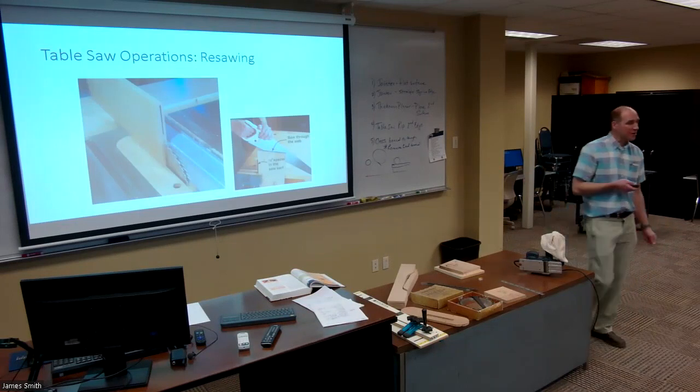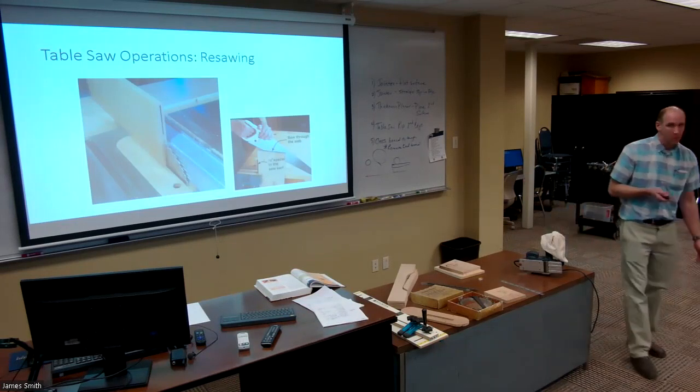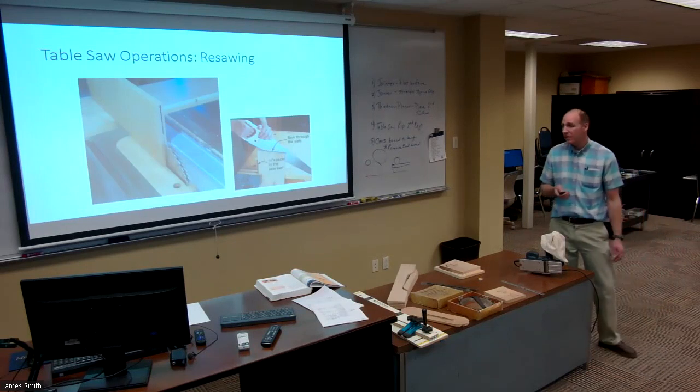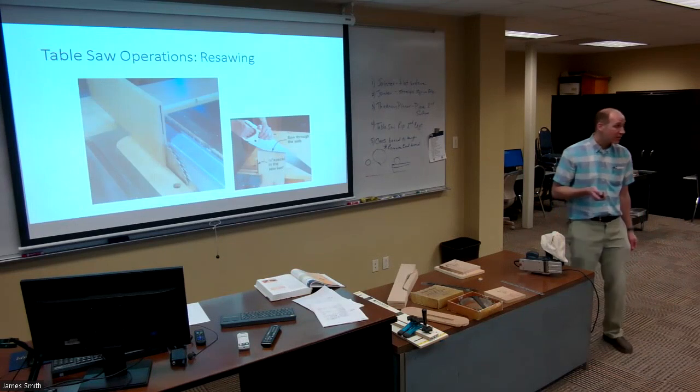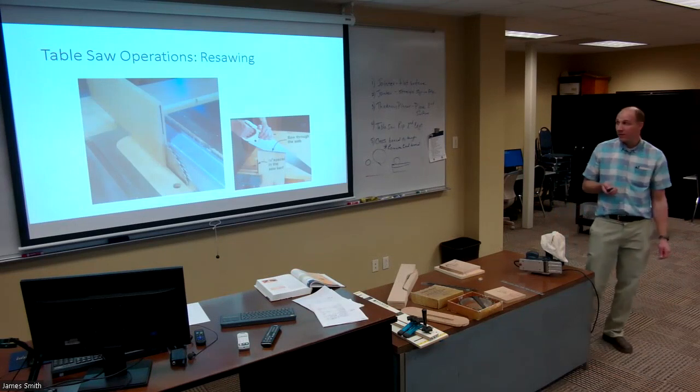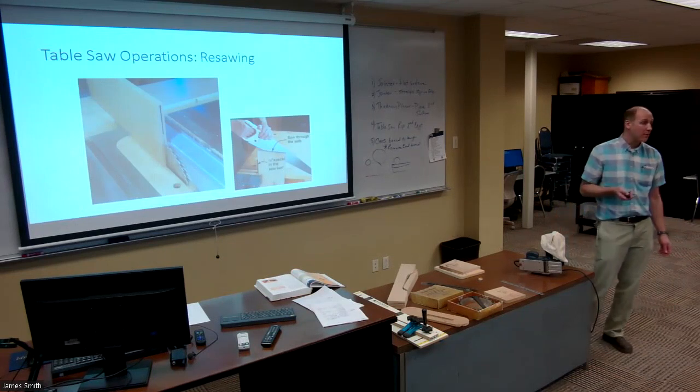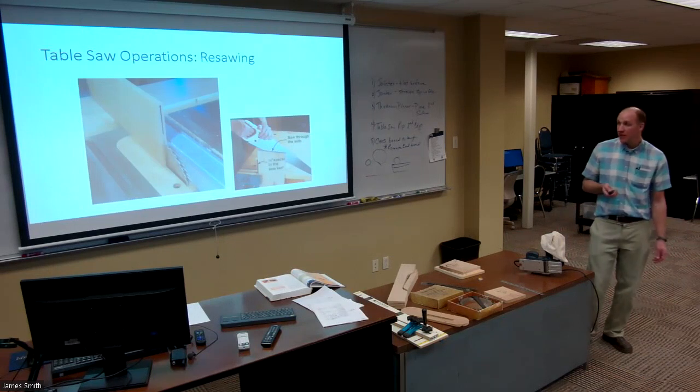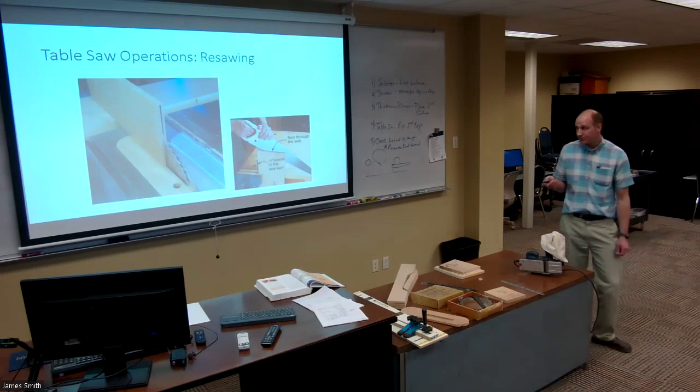This shows what a resawing operation is. Sometimes you want to cut the board's thickness in half, and that can be done safely on the table saw. You can see that you've got a lot of blade exposed, and this particular operation prohibits the use of any guards, so you do have to be careful. But you can safely do that on the table saw.